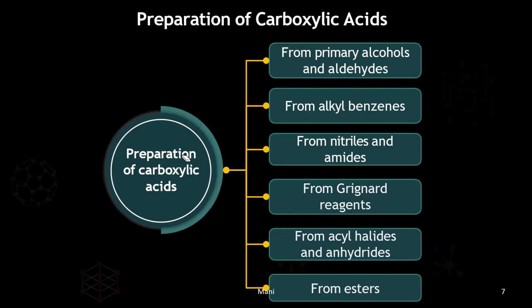Okay, so these are the different ways of preparation of carboxylic acid. We'll be seeing up to here today: from primary alcohols and aldehydes, from alkyl benzenes, from nitriles and amides, and from Grignard reagents. In the next class, we'll be seeing the acyl halides, anhydrides, and the esters. I thought I could teach these two today, but it will take another 1 hour. So we'll go up to here.